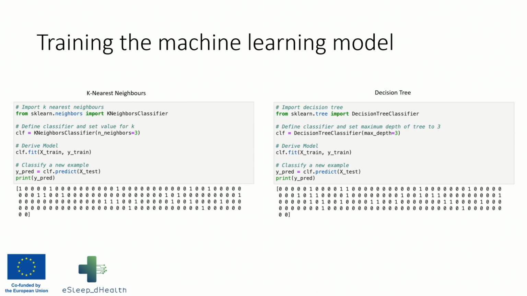And then we derive the model. We do this by taking this variable that we defined earlier, which is called clf, dot fit. So we call the function fit on this model. And fit means we do the training process here. For the training, we need the training data and the training labels. So X_train and y_train. Those are the two parameters we need in this fit function. And then we can do the classification.